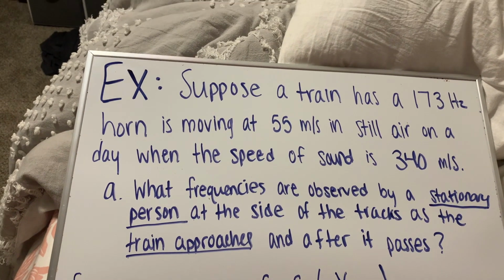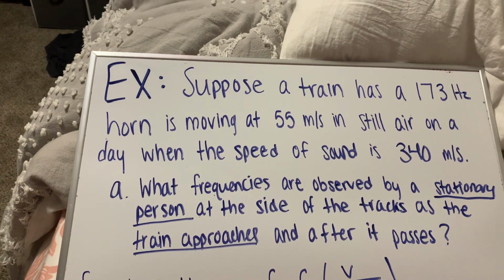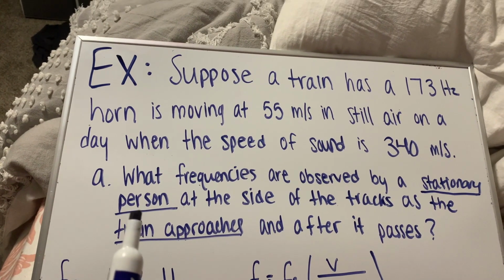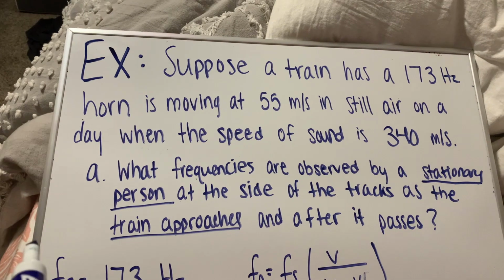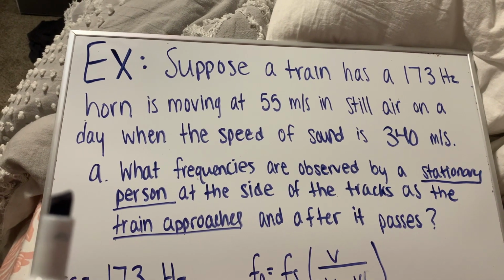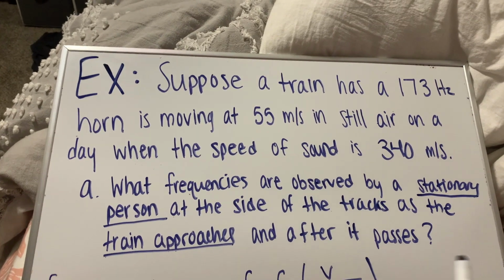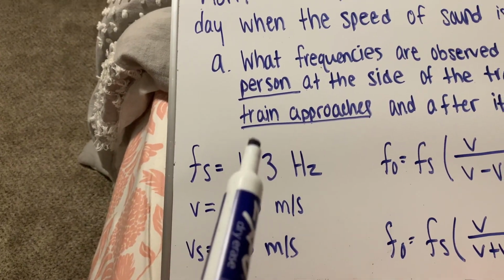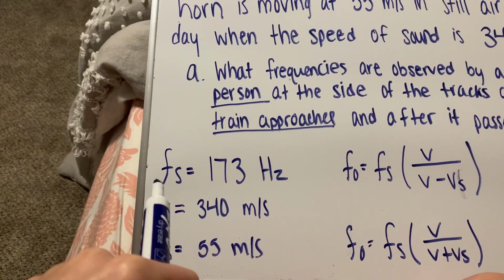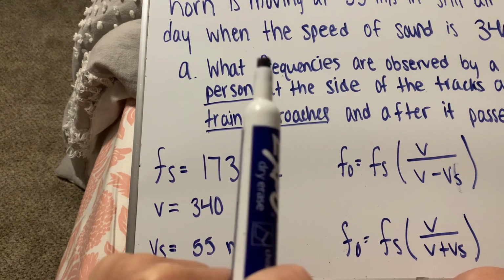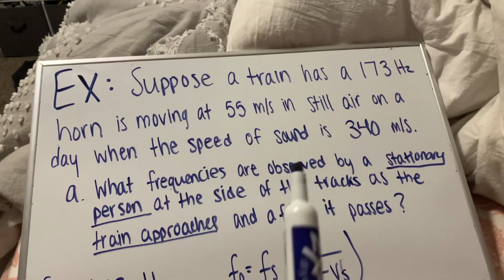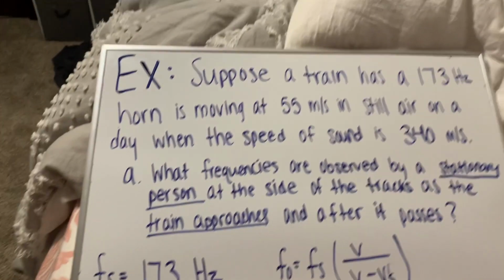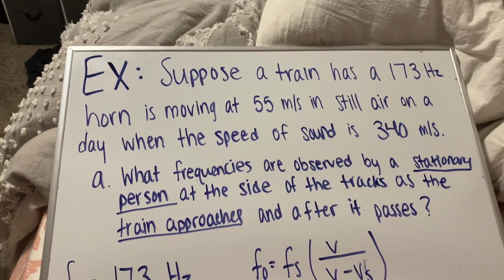To begin, we have to figure out which equation we need to use. We have a stationary person, so we can look at our table and figure out if we're in that column. Then we're going to find it as the train approaches and after it passes, so we have to use two separate equations. In our example, Fs equals 173 hertz, V equals 340 meters per second because that's the speed of sound, and Vs is 55 meters per second because that's the speed of the horn.